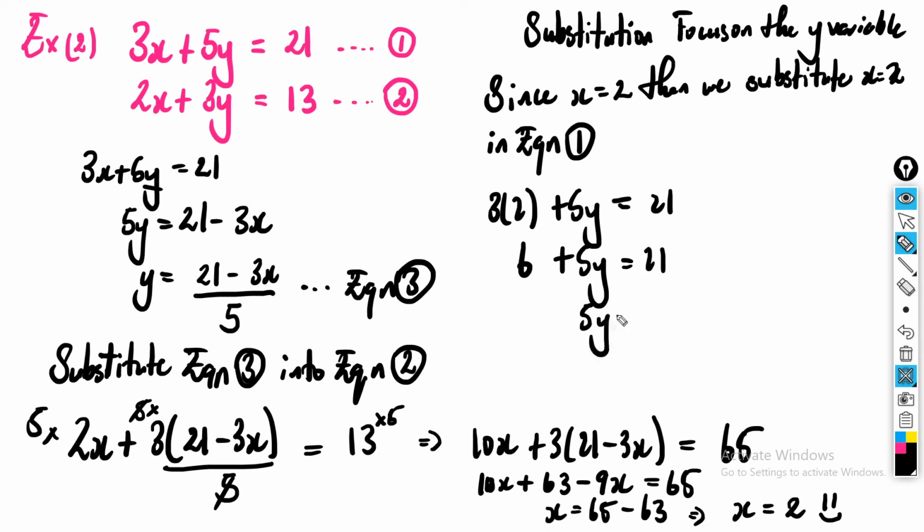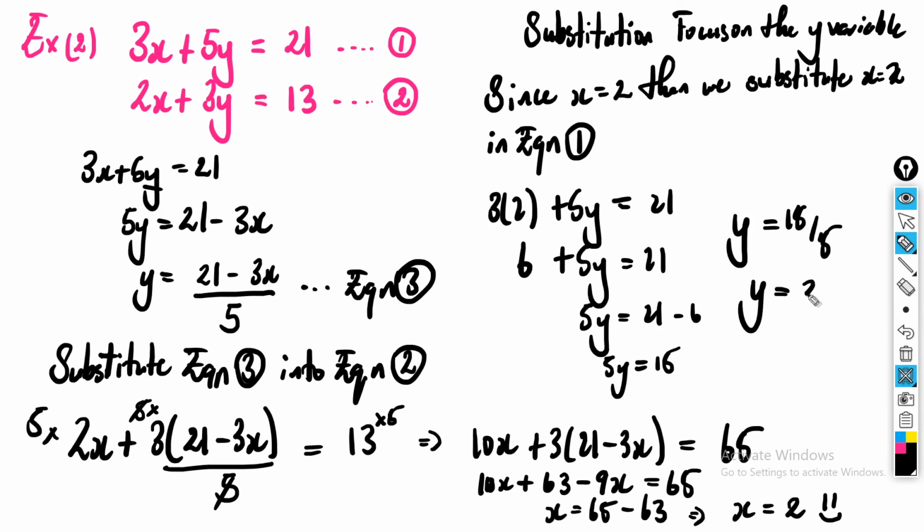And then 5y is equal to 21 minus 6. So 5y is equal to 15, and then y is equal to 15 over 5, and y is actually equal to 3. Cool. So the answer: y is equal to 3 and x is equal to 2. And yeah, we focused on the y variable. All right, guys, for the substitution, it was really simple. I think this topic is very simple.